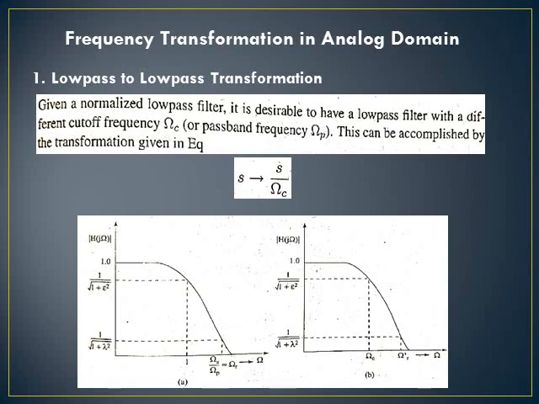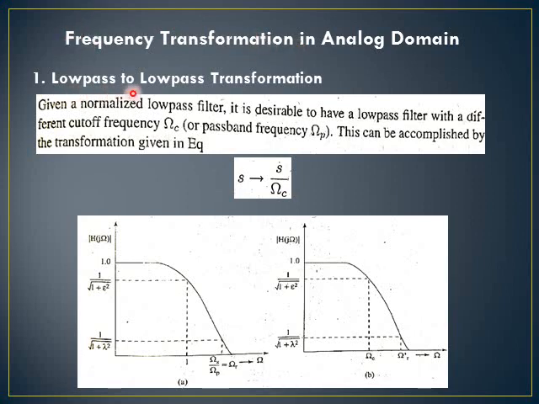Now we'll be looking at the frequency transformation in analog domain. In the previous session we have studied the design of low pass Butterworth filter and also the design of low pass Chebyshev filter. The designs of low pass Butterworth filter and Chebyshev filter are of normalized Butterworth filter and normalized Chebyshev filter. That is only for low pass. But we have different types of filter wherein we can convert that low pass to low pass, low pass to high pass, low pass to band pass, and low pass to band stop. So here there are four frequency transformations in analog domain.